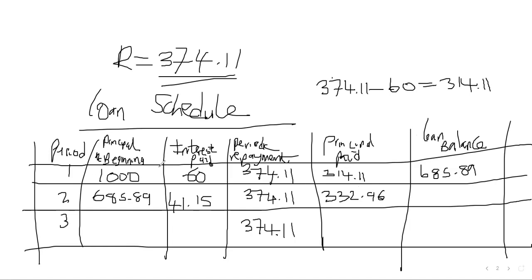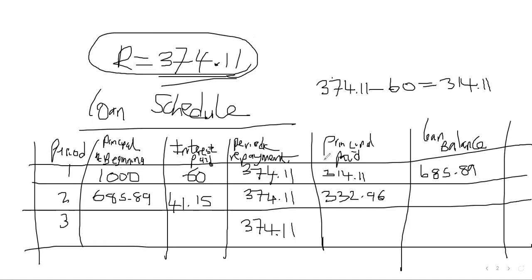So this is a format for loan amortization. So the beginning principal is 1,000. You've gotten a loan of 1,000, then the interest rate is 6%. Are you okay with the 374.11? Are you okay with this figure, how I got it from? You corrected that one. I'm okay.